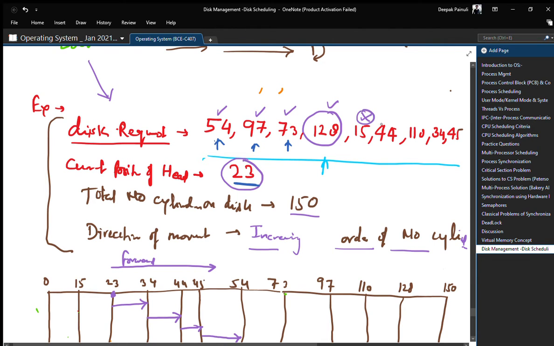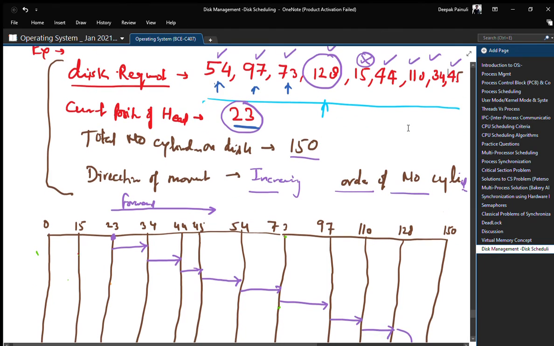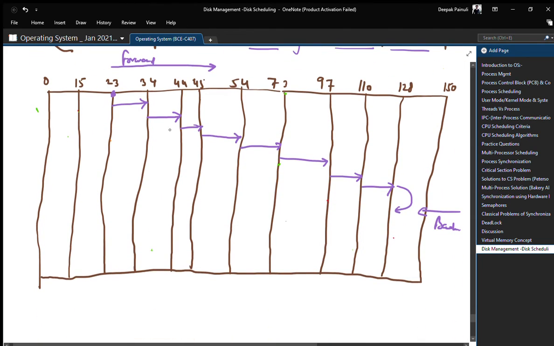15 we didn't complete covered yet. 44 we have covered, 110 we have covered, 34 we have covered, and 45 we have covered. That means in the next pass we have only one request of cylinder number 15. So in the next moment head will move from 128 to 15 only and stop its traversal, right? So see the difference, we are not moving to 0 and not moving to 150.